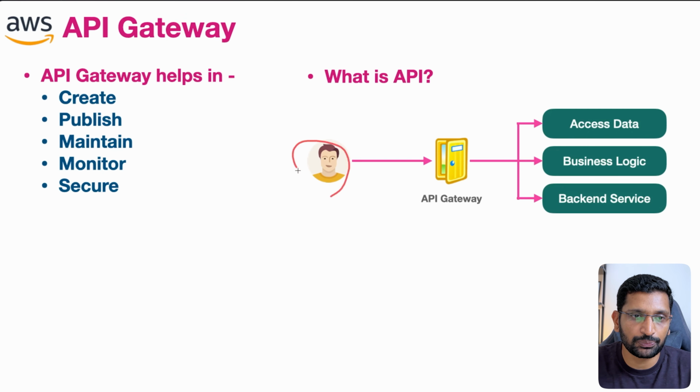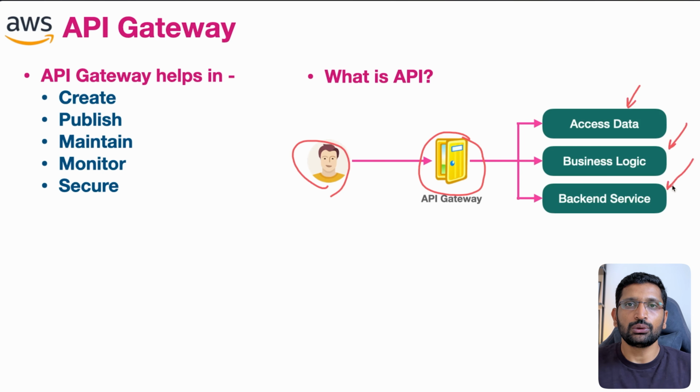So here is me. I'm trying to use the API gateway of AWS, and it is helping me to access the data, to access the business logic, and also to access the backend service. So it is a two-way communication, but this API gateway is just a gate to allow this kind of communication. So with the help of API gateway, I can access and update the data.